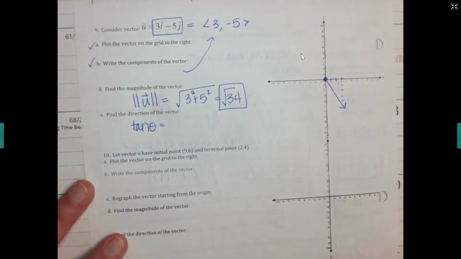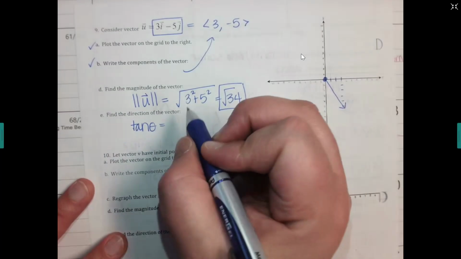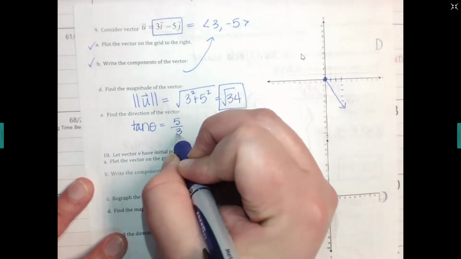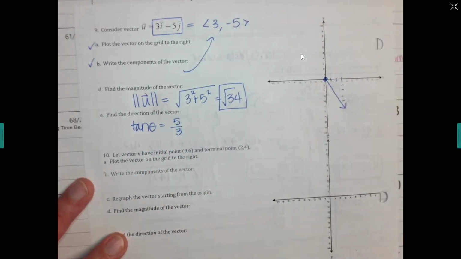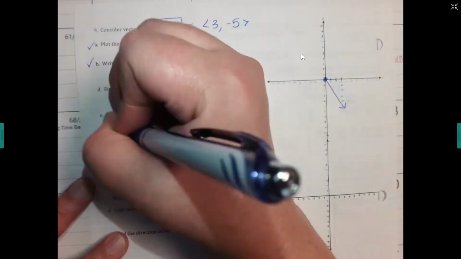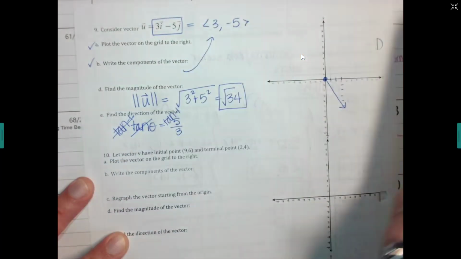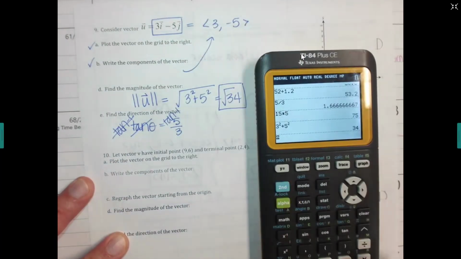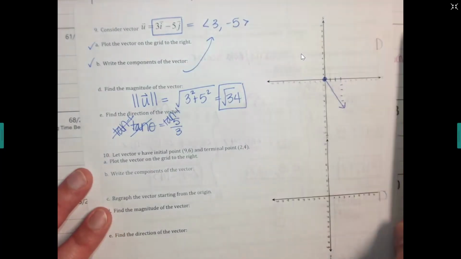Which one is my y? The 3 or the 5? 5 over 3. And then remember to solve. How do I get rid of the tan in the calculator? Tan negative 1 or inverse tan on your calculator. So second tan here, 5 over 3. And you should get 59 degrees.